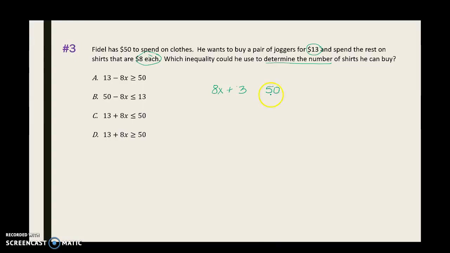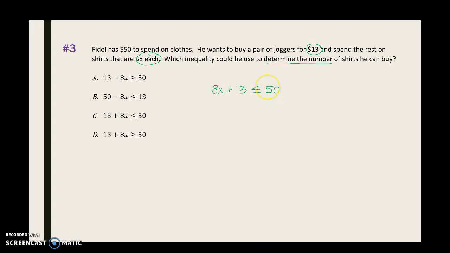Now, can he spend exactly 50? Yes. Can he spend more than 50? No. Can he spend less than 50? Yes. So I said less than or equal to. So he can spend less than or equal to $50.